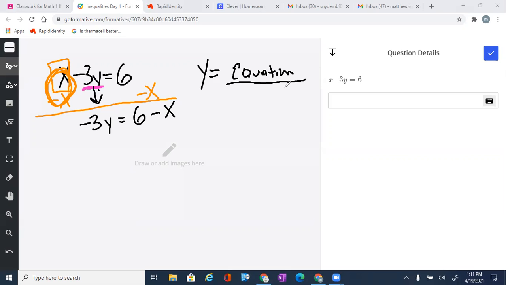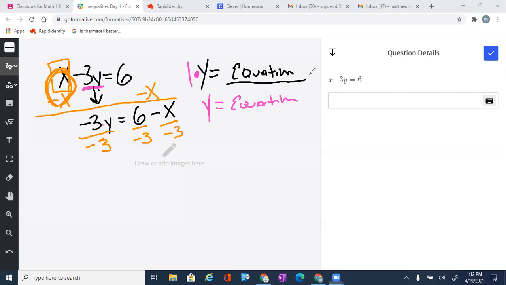Now we're going to look at that y term and ask, what is attached to y? Are there any coefficients attached to y? The goal is to get the coefficient to be a 1 so that it is just y equals an equation. Since there's a negative 3 there and it is attached by multiplication, we are going to divide by negative 3. What you do to one side of the equation, you do to everything on the other side. So 6 divided by negative 3 and negative x divided by negative 3.